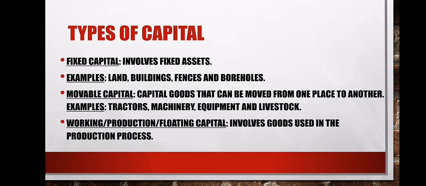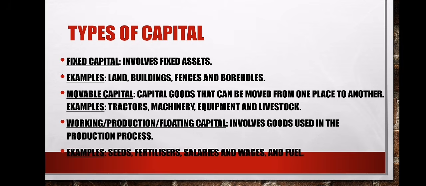Let's look at an example. When we talk about examples of this one, you can think of seeds. They are used during the production process. You can think of fertilizers. You can think of salary, wages or fuel. They are all used during the production process. Hence, we say it is a capital or goods that are used during the production process. Three of them, good people.